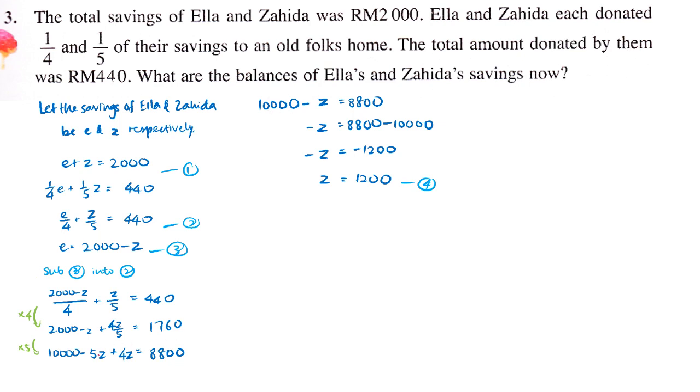And then I'll start gathering the like terms. Negative 5z plus 4z equals to negative z. 10,000 minus z equals to 8,800. Minus 10,000 on both sides, and then I'll get z equals to 1,200. Okay, and I'm not done yet. I've only found z, which is Zahida's savings.